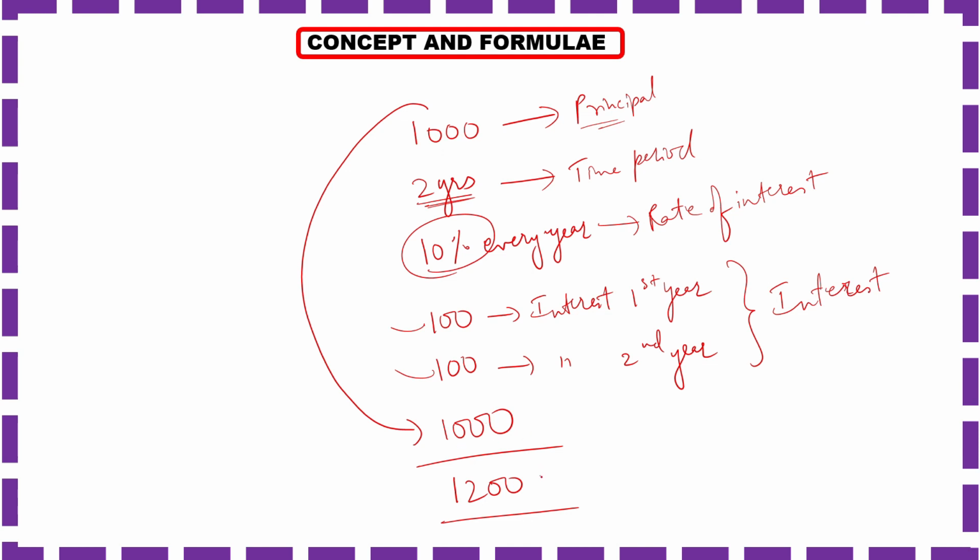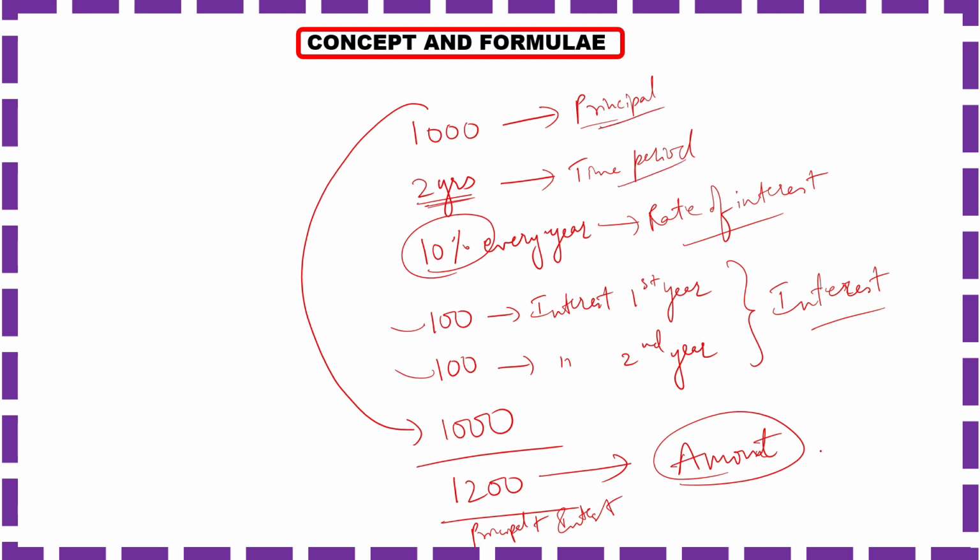And this 1,200, what is this 1,200? 1,200 is principal plus interest, right? 1,200 is a combination of principal and interest. So this is the amount, interest, rate of interest, time period, and principal. And remember, this amount is always equal to principal plus interest. If you observe here, the principal is 1,000 and the interest is 100 and 100, which is 200. So 1,000 plus 200 is 1,200. So principal plus interest is known as amount.